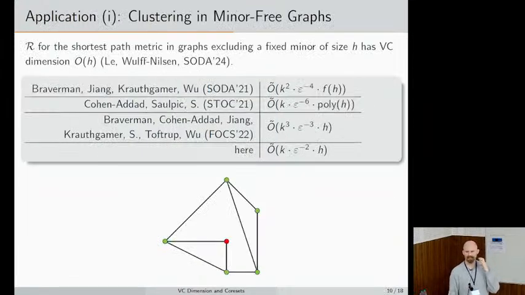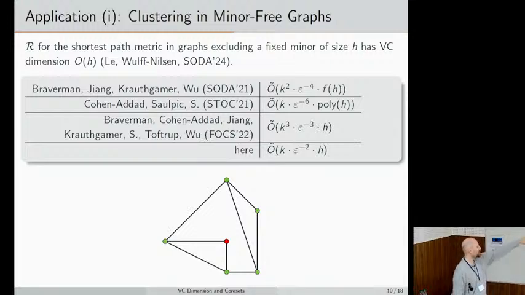Since this is a geometry workshop, the two applications that I have are fairly geometric. The first one is about clustering in minor-free graphs. The metric that you're looking at is the shortest path metric, and you're assuming that the graph excludes a fixed-size minor. The most popularly known examples would be, I suppose, planar graphs, right?